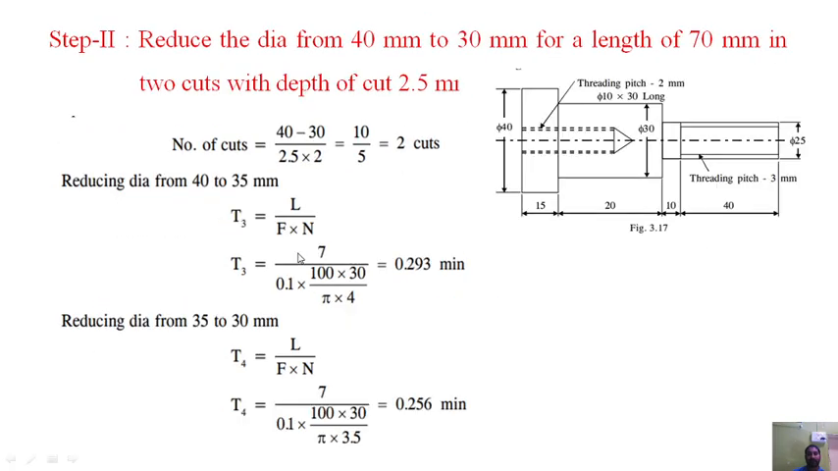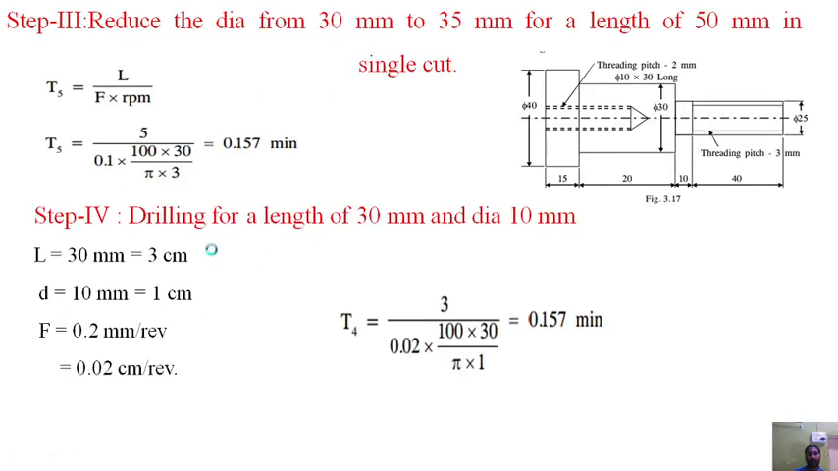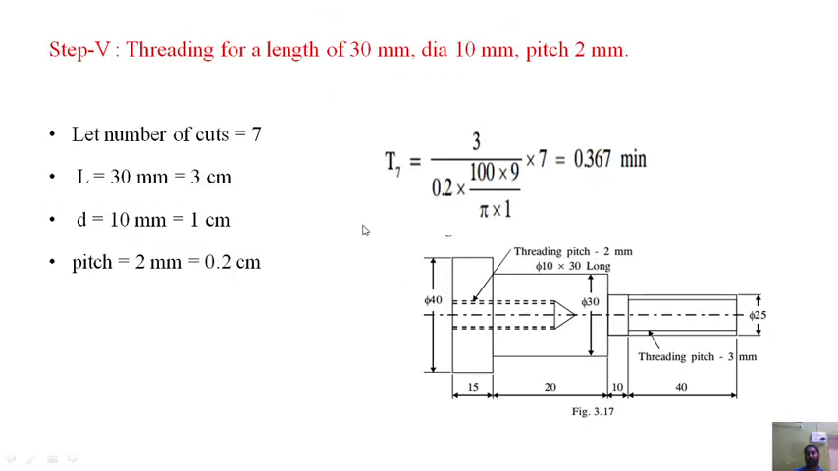So the other method is to find the number of cuts by means of pitch multiplied by 32 for internal thread, and pitch multiplied by 25 for external thread. So our pitch is 0.2 centimeter. As mentioned here, 2 millimeter is 0.2 centimeter. 0.2 into 32, since it is an internal thread, becomes 6.4, rounded up to 7 cuts. So the number of cuts will be 7 here.